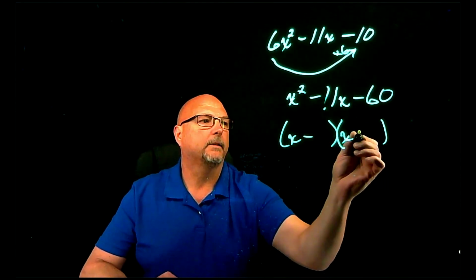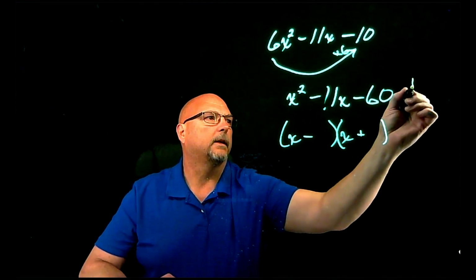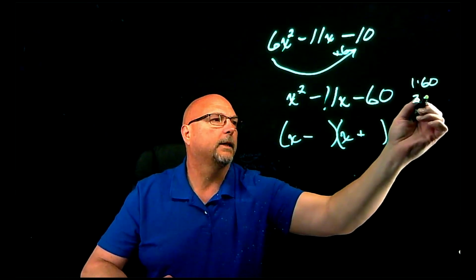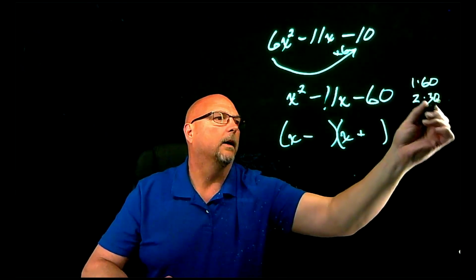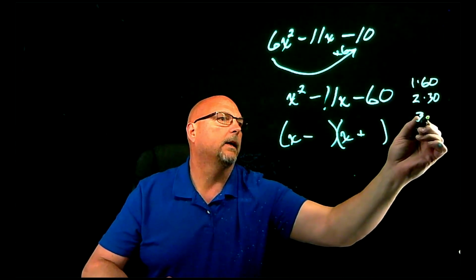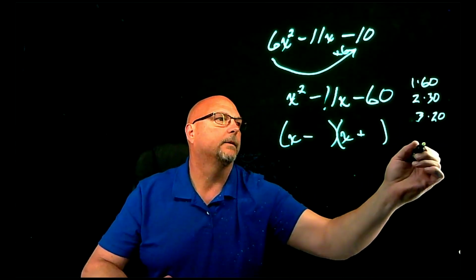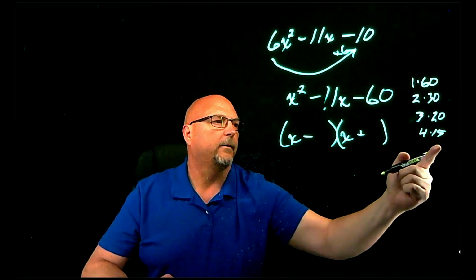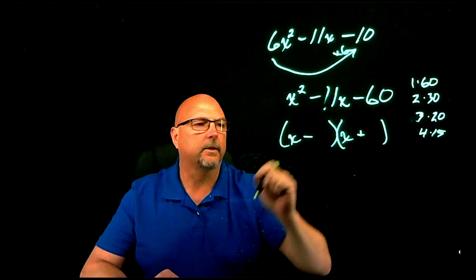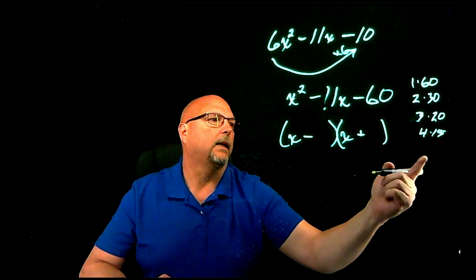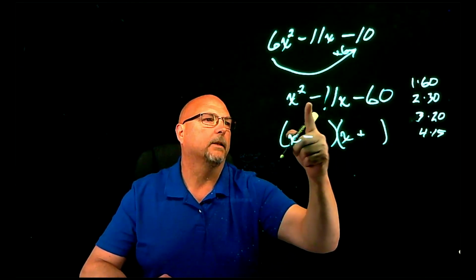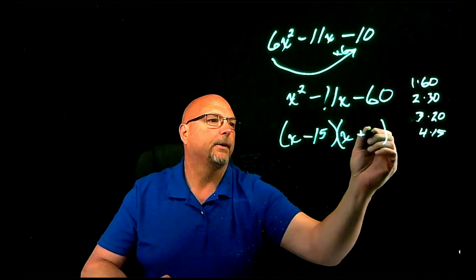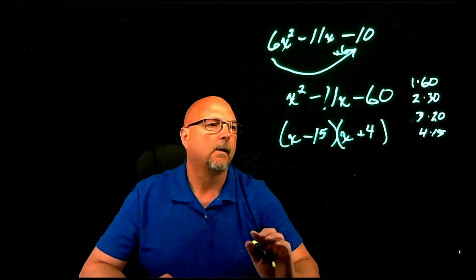So I've got to have a minus and a plus. Let's see, 1 times 60, nope. 2 times 30, nope. 3 times 20, nope. How about 4 times 15? Yeah, 15 minus 4 is 11, so that's going to work. This is a minus, so the big number, the 15, goes with the minus, and the small number, the 4, goes with the plus.